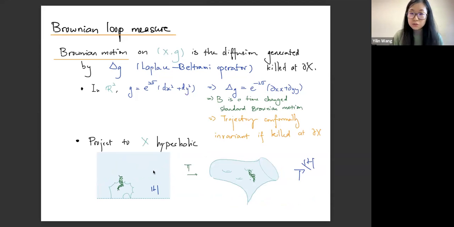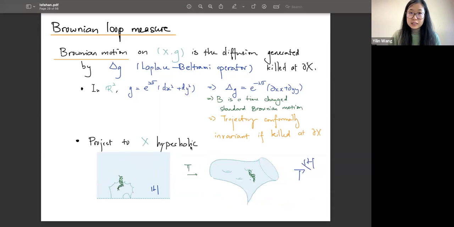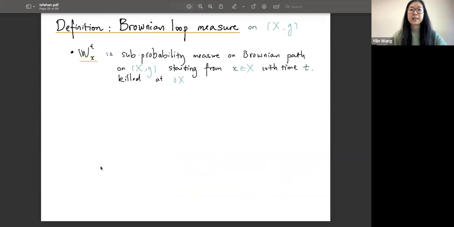So now, if we know how to do the Brownian motion in the upper half plane, and for the hyperbolic metric, you know how to do the Brownian motion on the surface. If I want to start my Brownian motion from a point on the surface, I will take a lift to the upper half plane, run the Brownian motion here, and then project down, and you get the Brownian motion on the surface. Okay, now finally, the Brownian loop measure.